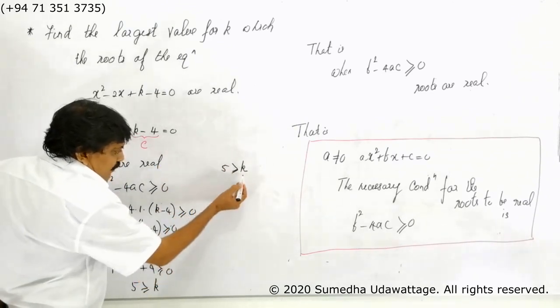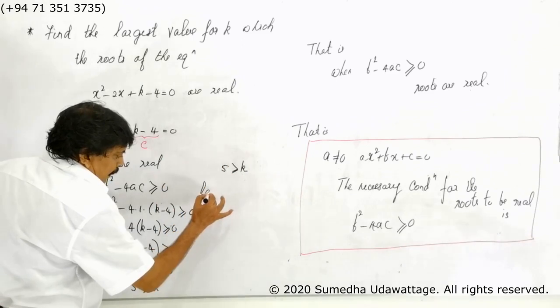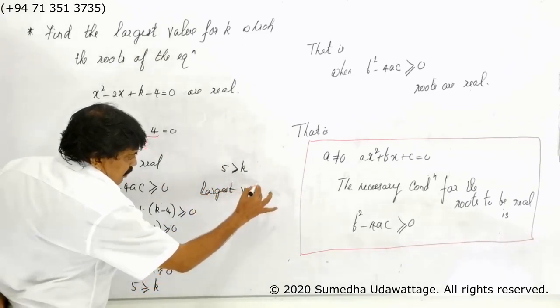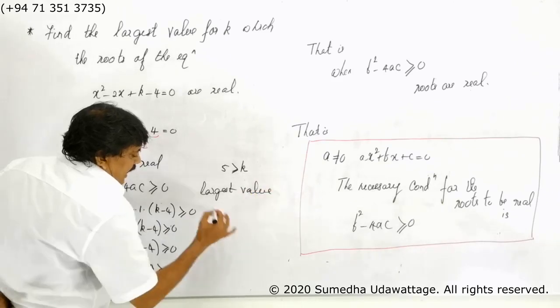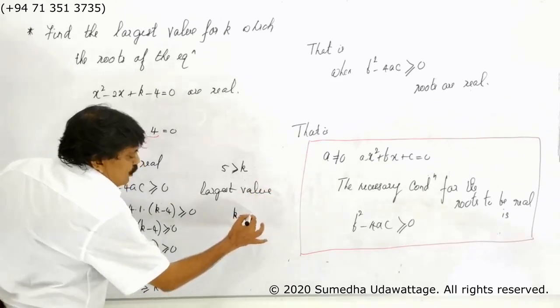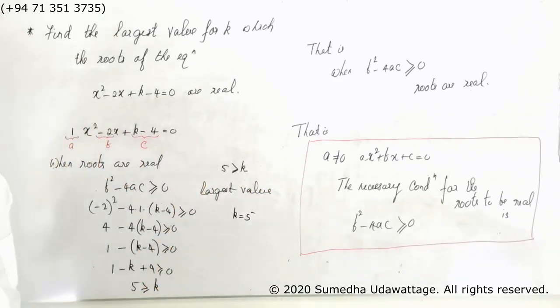Therefore, the largest value k can take is k equal to 5. And we'll go to the next question.